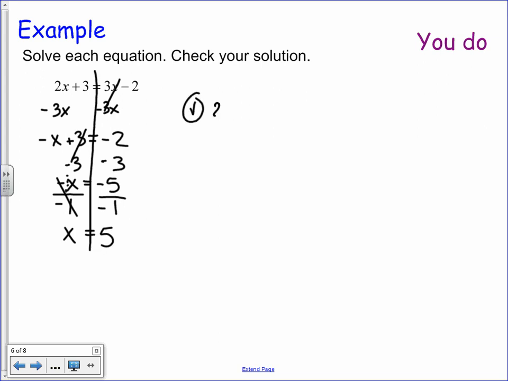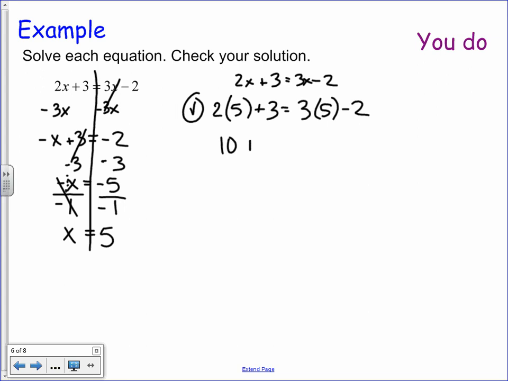So I check, and I get 2 times 5 plus 3 equals 3 times 5 minus 2. That's from 2x plus 3 equals 3x minus 2. And that's 10 plus 3 equals 15 minus 2. So 13 equals 13, which checks out, and we get x equal to 5.